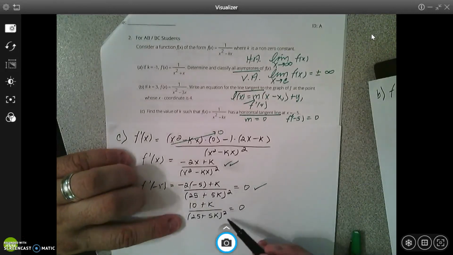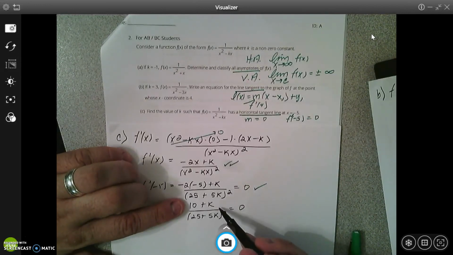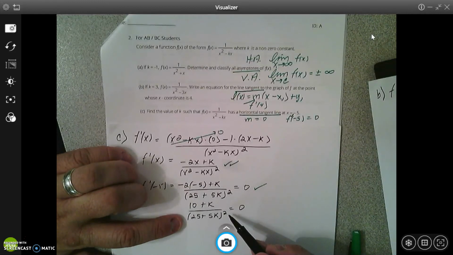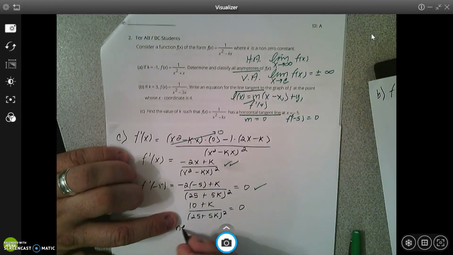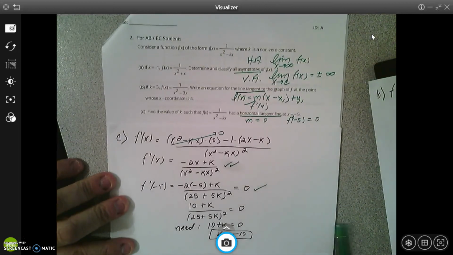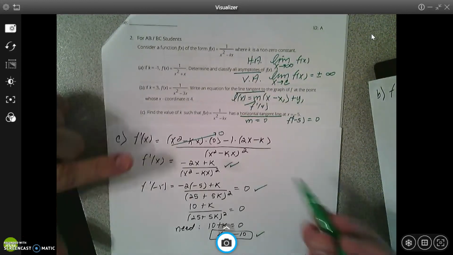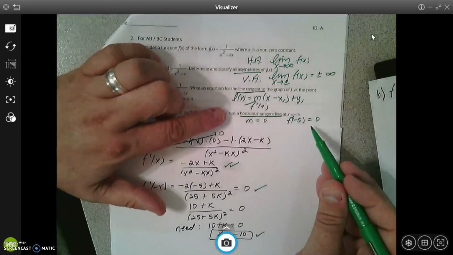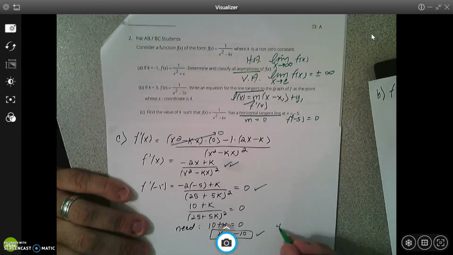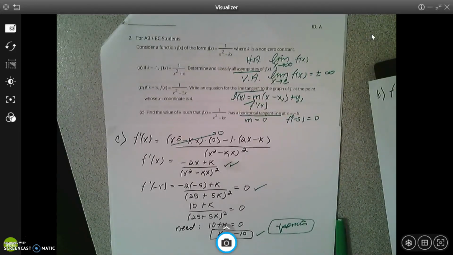If I have a fraction equal to 0, the only way that is going to be true is if the numerator is equal to 0, but the denominator is not equal to 0. So what I need is 10 plus k to be equal to 0. Well, that's easy enough. K is equal to -10. And that, my friends, is the value of k that we were looking for that made the derivative equal 0, which means we have a horizontal tangent line at x equals -5. That is worth 4 points. And that completes this problem. Nice job. Hope you learned a lot.